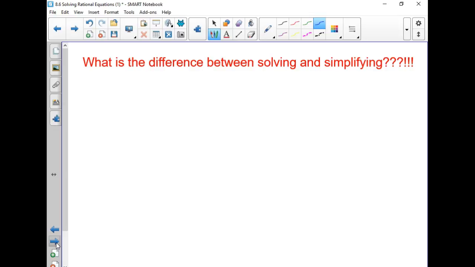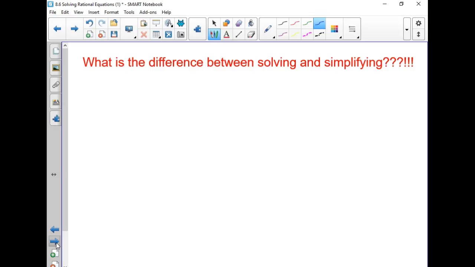Solving is getting like a direct solution. Okay. X equals 10, a direct solution. Okay, for solving. What about simplifying? Simplifying is getting it as close as you can to making it equal something without knowing the correct answer. Okay, so Evan said getting it as close as you can get it, the smallest form, but you might not have a direct answer, okay?